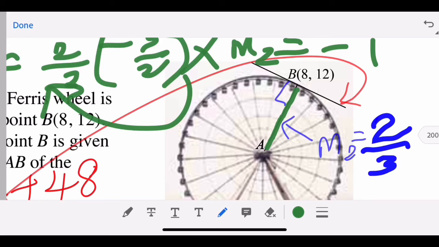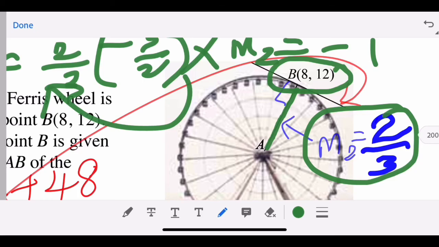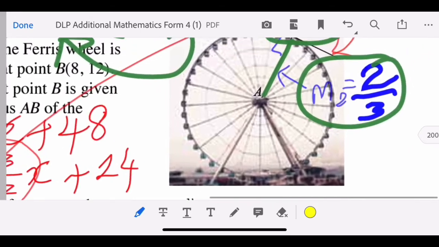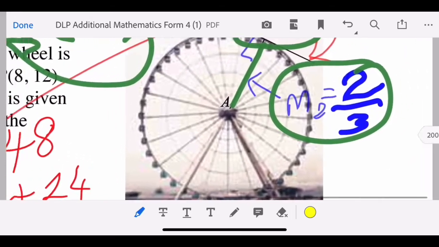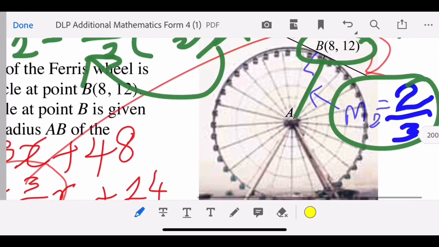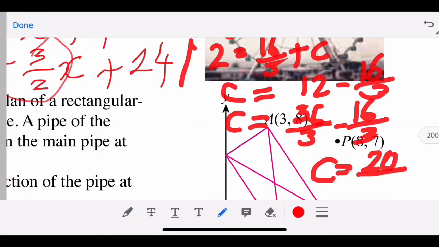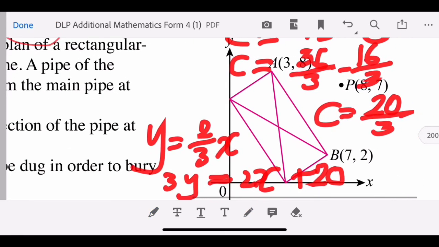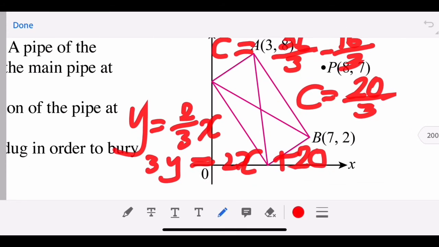Okay, good. Once you got the gradient for the straight line, you have to find a point that lies on the straight line. Then only you can use the point and the gradient to find the C. Then after you find the C, you have to rewrite your equation. Then only you will substitute the 8 and 12 to get the C. We'll use these two pieces of information to form the equation of the straight line.